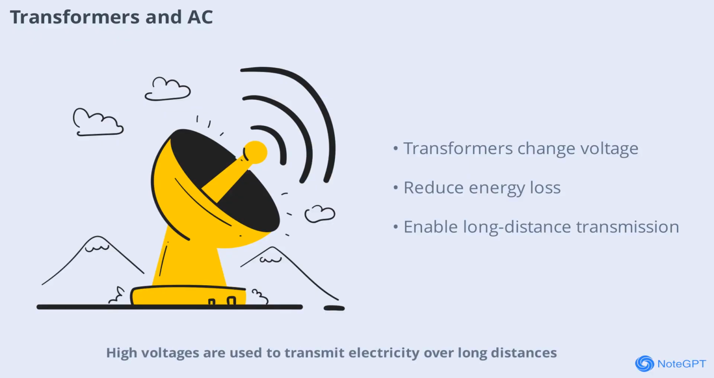High voltages are used to transmit electricity over long distances, reducing energy loss, and then stepped down for safe use in homes. This flexibility is a key reason why AC is the standard for power distribution worldwide.